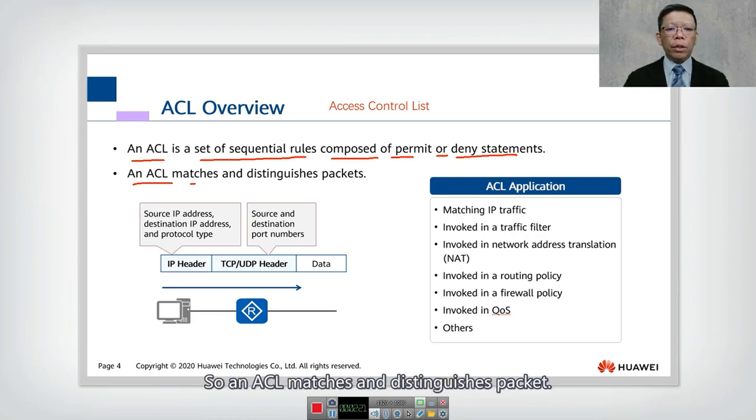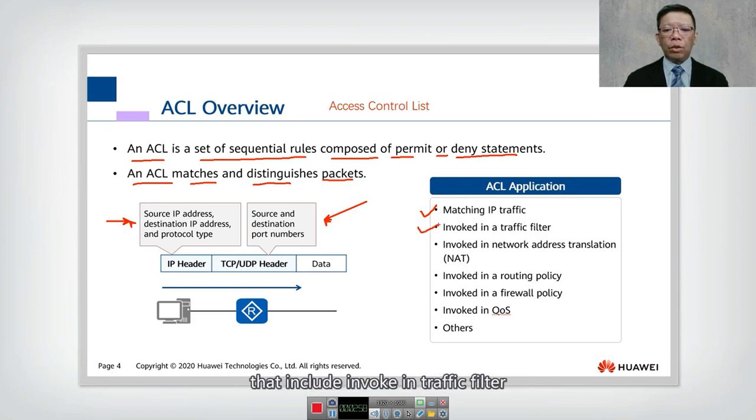So an ACL matches and distinguishes packets. The packet has the header. So for example here, I have the IP source and destination and the protocol type in layer 3, and also have source and destination on the port, which is in the TCP/UDP header. We can construct an ACL based on this information to either permit or deny. So one of its uses is actually matching IP traffic, but ACL also has many uses.